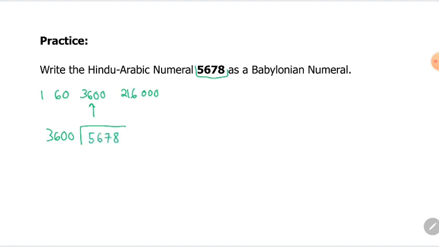So I think we can divide this by 3,600. Since 3,600 times 2 is already 7,200, correct? If we subtract this, we're getting, let's bring down 8 and 7, 0, so 2,078. So we can't use 3,600 anymore since it's larger now. Let's use 60, the next largest.